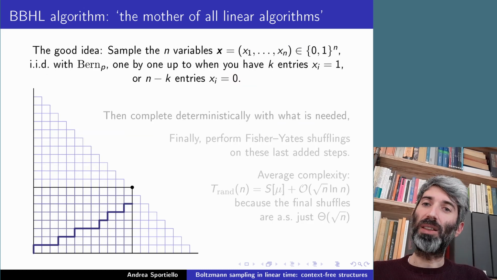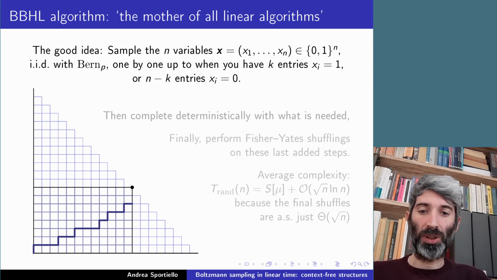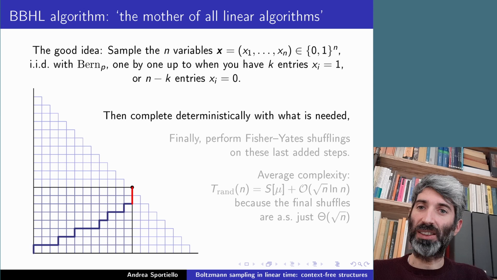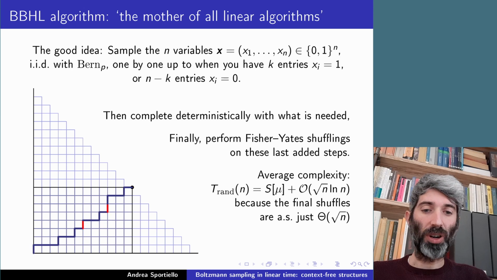But the idea that really reaches linearity, even without this extra log, is the one of this algorithm, which is: you move within the rectangle. Whenever you reach the boundary, you complete the walk with those red steps in the deterministic, only possible way that is left. And then you perform some Fisher-Yates shufflings only on these red steps.